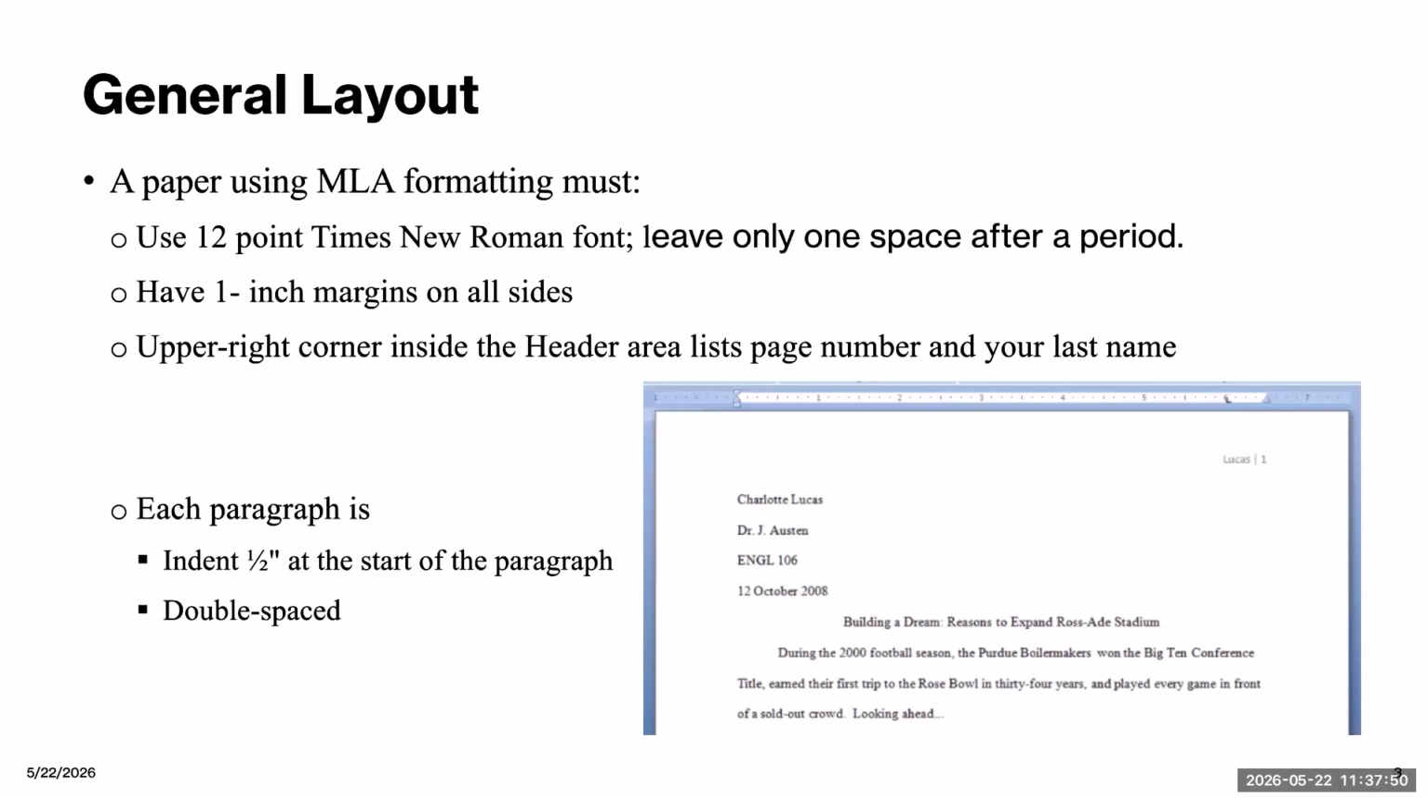A paper that uses MLA formatting must use 12-point font, preferably Times New Roman. It will have 1-inch margins on all sides. The paragraphs will be indented 1/2 inch at the start of every paragraph, and all paragraphs will be double-spaced. Remember that after a sentence, you will leave 1 space after the period before the next sentence.